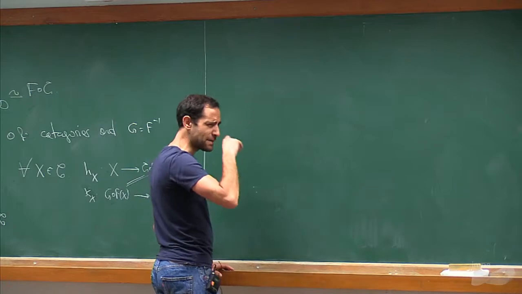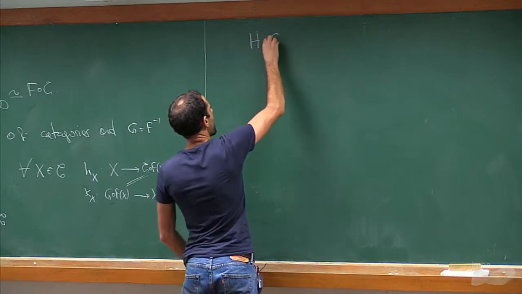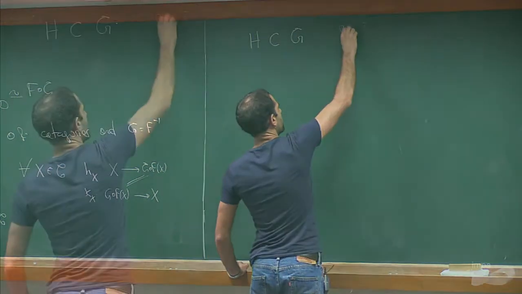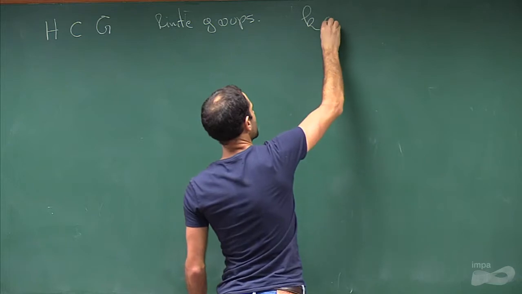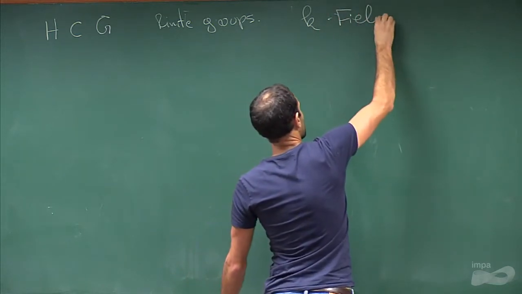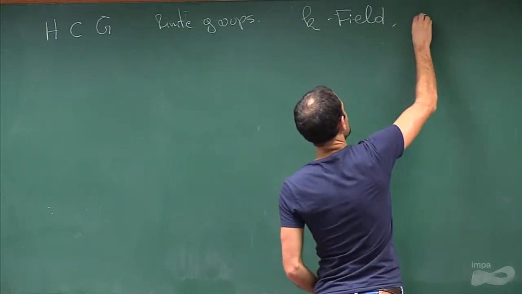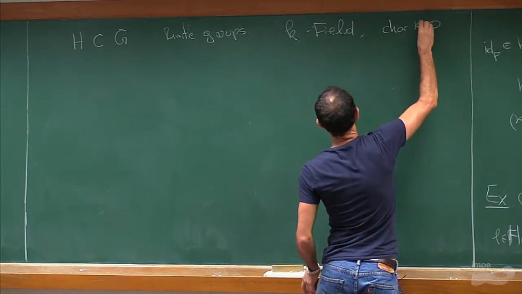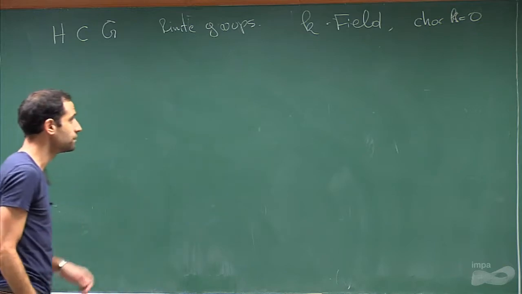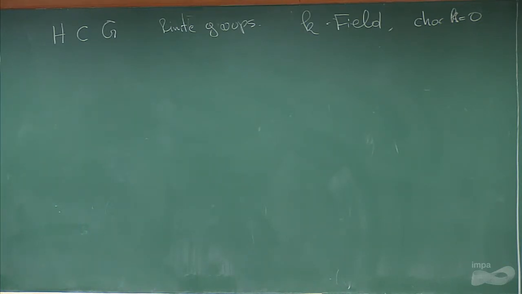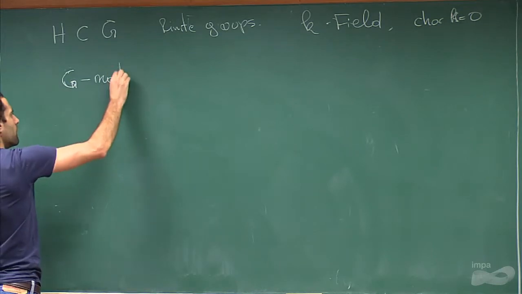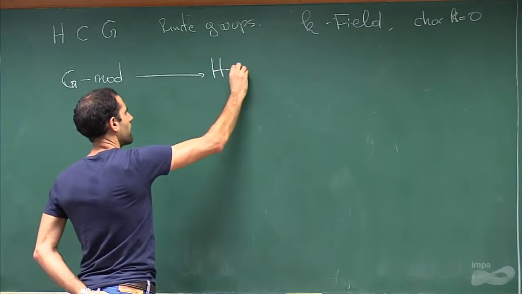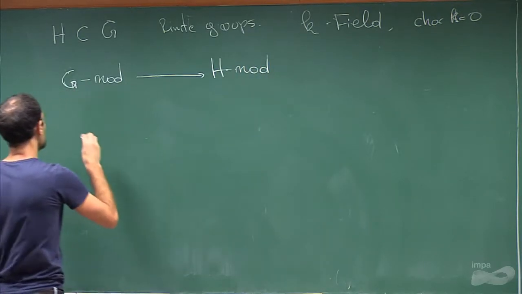So the situation, I'm not sure if this is the same notation that I used last time, is that we're going to have H being a subgroup of G, finite groups. We'll fix some ground field K. Let's not worry about characteristics, so let's just choose that the characteristic of K is 0. And what we have is some obvious functor from the category of G-modules to the category of H-modules. I call this functor the restriction.